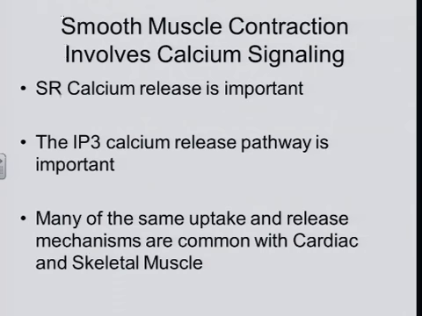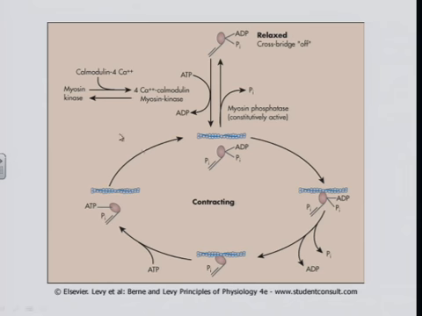So SR calcium release, still very important in smooth muscle. Calcium from the extracellular medium, also important. IP3 calcium, also very important. So direct hormonal regulation of contraction can occur. And many of the same uptake and release mechanisms in a general sense are held in common with the other types of muscle. We still have our sarcoplasmic reticulum ATPase pump. We still have a sodium calcium exchanger. We still have calcium channels. We still have ryanodine sensitive release channels. So it's just a more complicated, more general system.